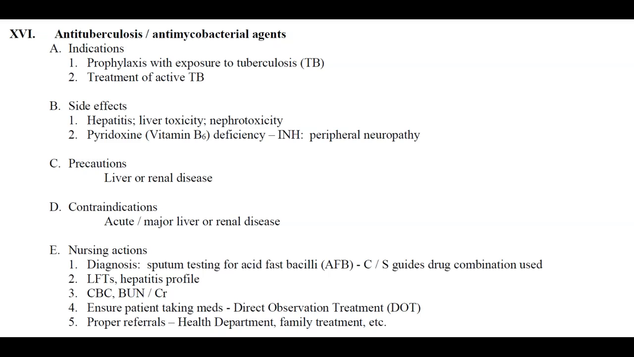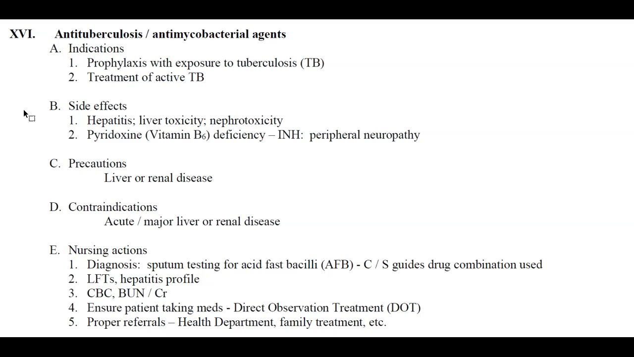Antituberculosis or antimycobacterial agents. Indications: these are for prophylaxis or prevention with exposure to TB or mycobacterium, as well as for treatment of active TB or tuberculosis. Side effects include hepatitis, so it's very toxic to the liver, as well as nephrotoxicity. In patients with vitamin B6 or pyridoxine deficiency, it is common that INH or isoniazid will increase the risk of or cause peripheral neuropathy.